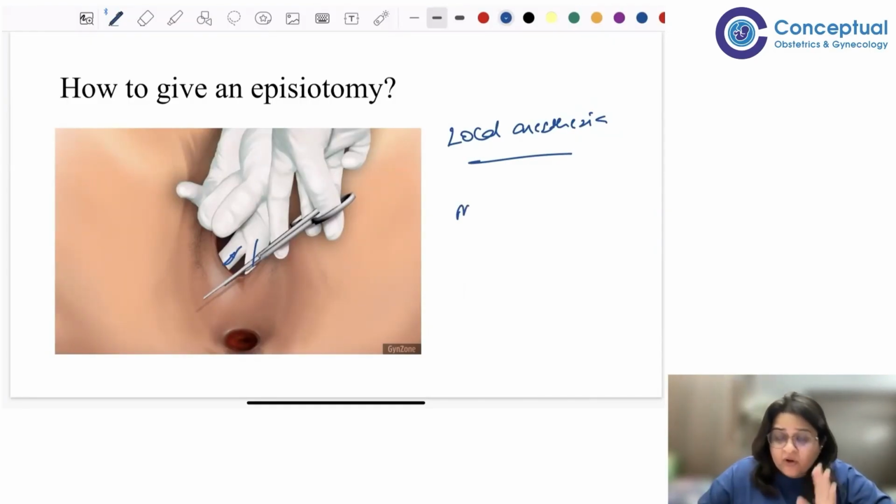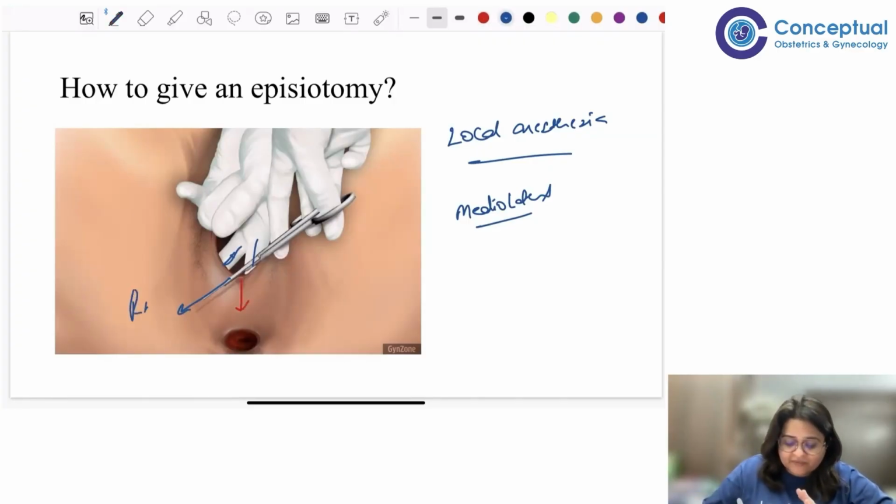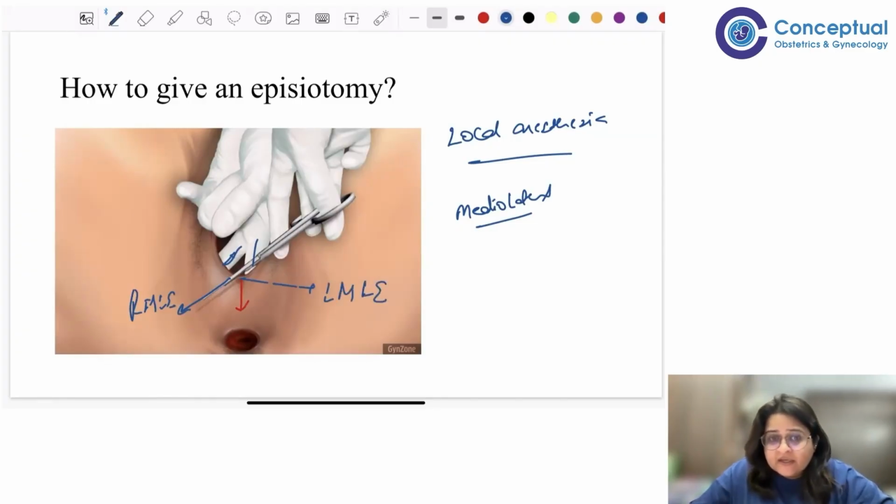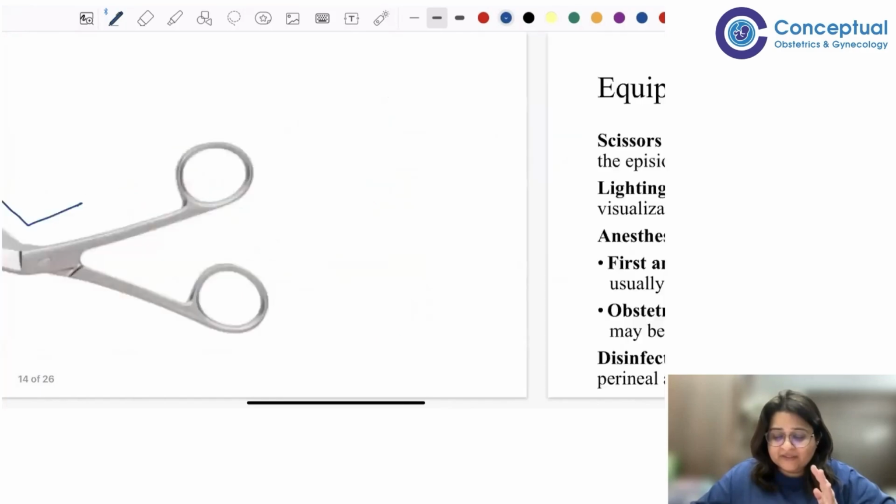Now, all guidelines say a mediolateral episiotomy is to be preferred. What is a mediolateral episiotomy? This is the mediolateral episiotomy. What are the other types of episiotomy? You can go straight down also. Now, mediolateral, you have two types. You can have a right mediolateral episiotomy, or you can have a left mediolateral episiotomy. We can give both. I am more comfortable giving an RMLE. There are many states in India like Gujarat, like Tamil Nadu, where an LMLE, a left side, is preferred. So it depends on your practice, but a mediolateral is preferred over a median episiotomy.